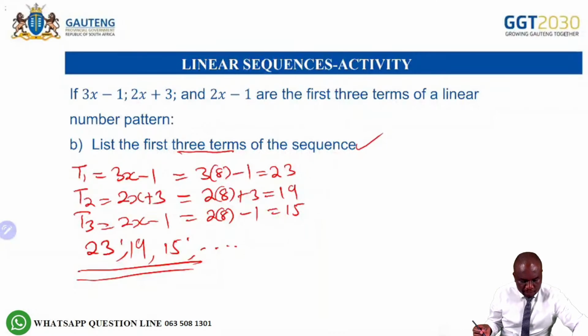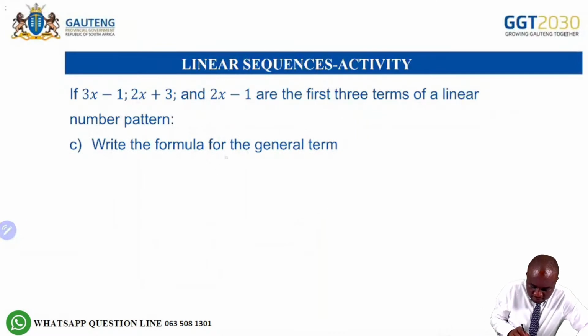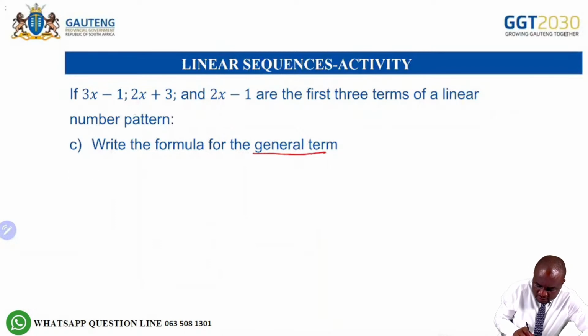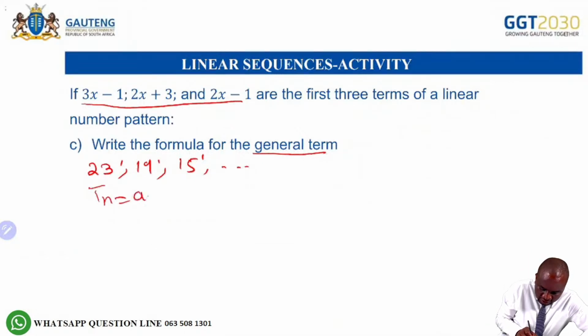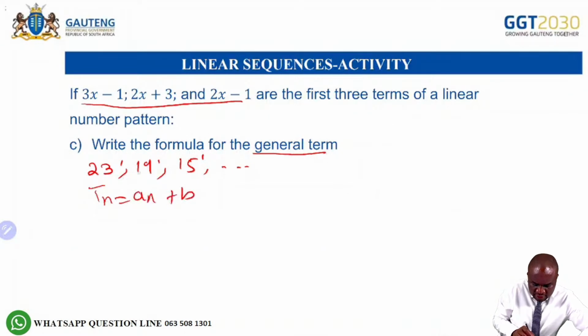What does C say? Right, write the formula for the general term. So our first 3 terms of the sequence, we say is what? 23, 19, 15. Right, we write our formula. Tn is equal to an plus b. And then what is 19 minus 23? 19 minus 23 is negative 4. And then 15 minus 19, that's negative 4. Meaning that our a is negative 4.